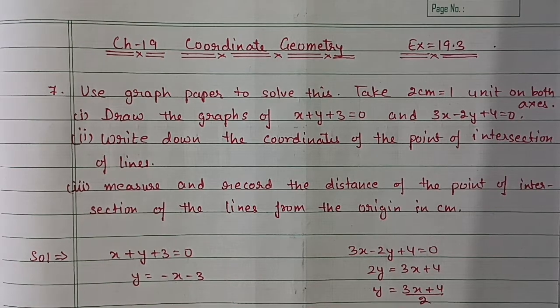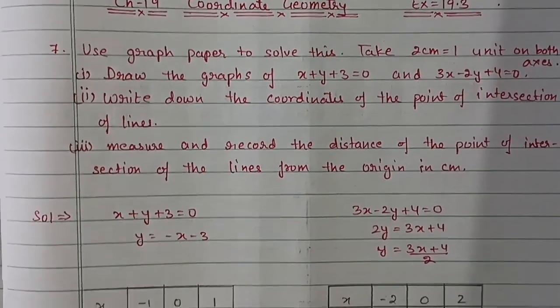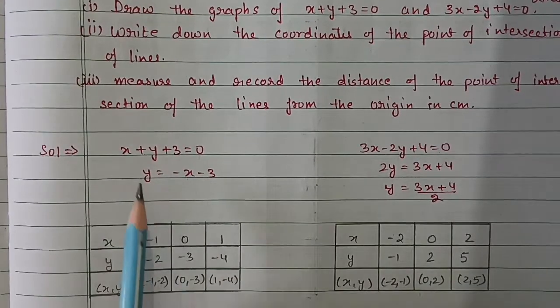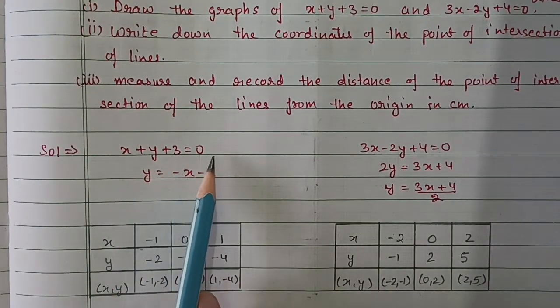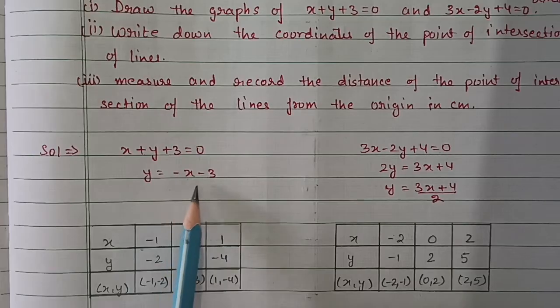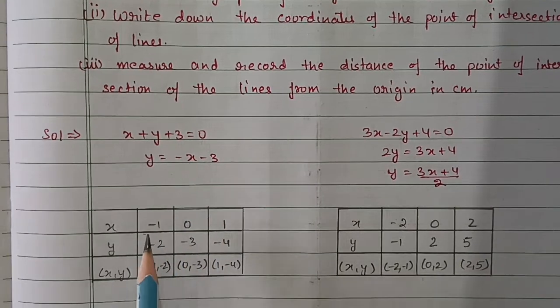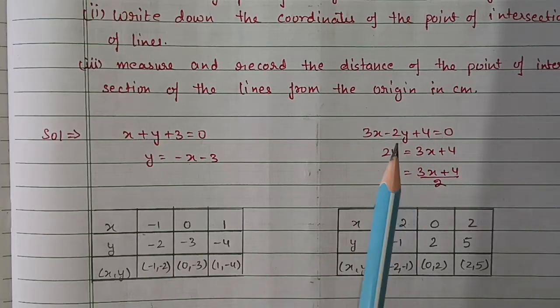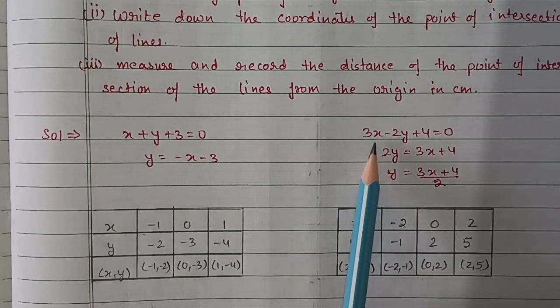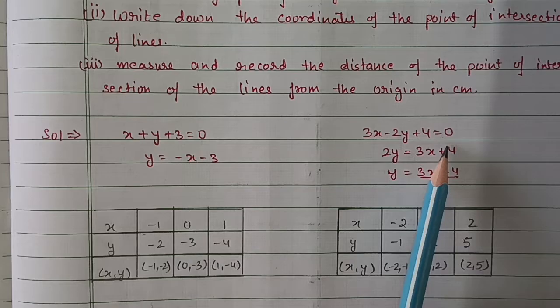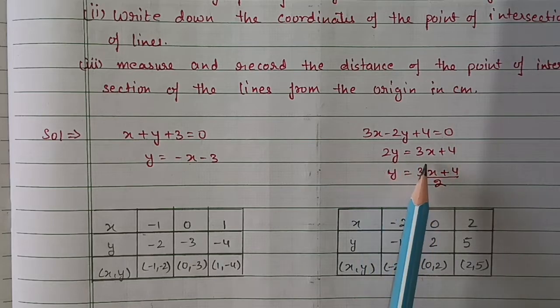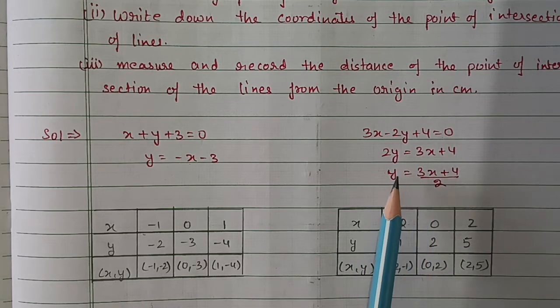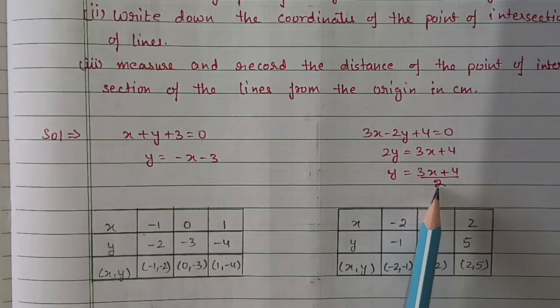First, for both the lines we will take three plotting points. The first equation is x plus y plus 3 equal to 0. I have shifted x and 3 to the other side, and accordingly taken 3 points for plotting. I have done the same for the second equation, 3x minus 2y plus 4 equal to 0. So I got 2y equal to 3x plus 4, y equal to (3x plus 4) by 2.